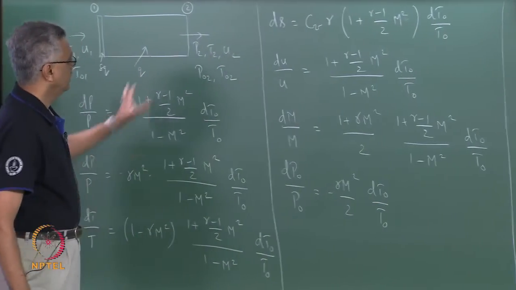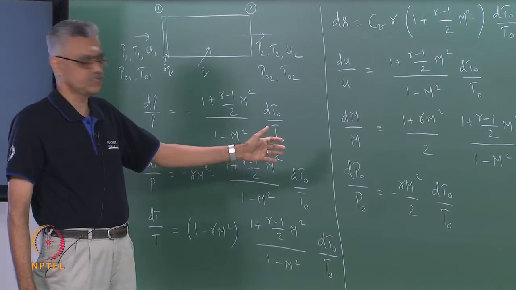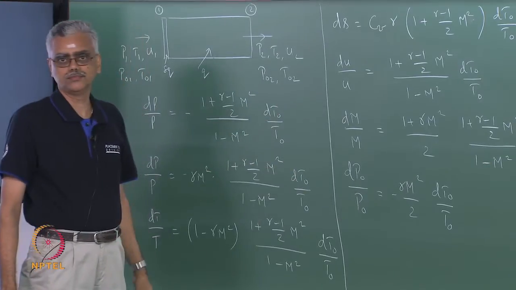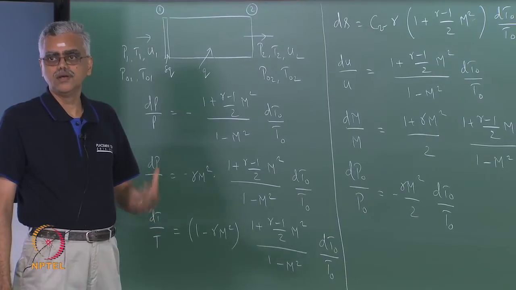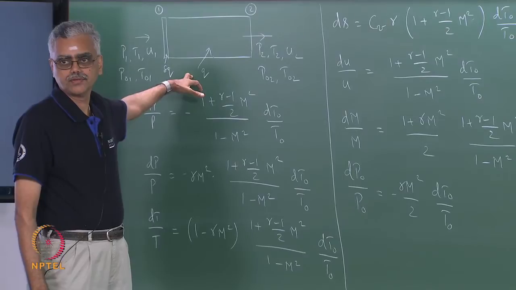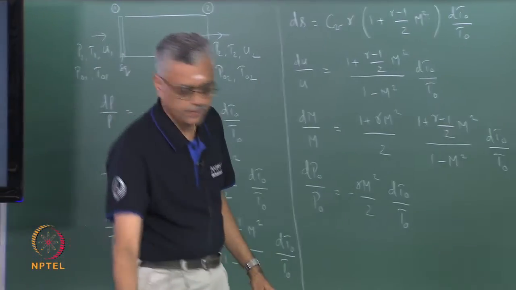So now everything is in place. Starting from state 1, I can calculate changes in the quantities that I wanted as I go from 1 to 2. The only thing is, we want to illustrate this on a TS diagram and see how the process goes as I add heat in a duct like this. Okay, let us do that.